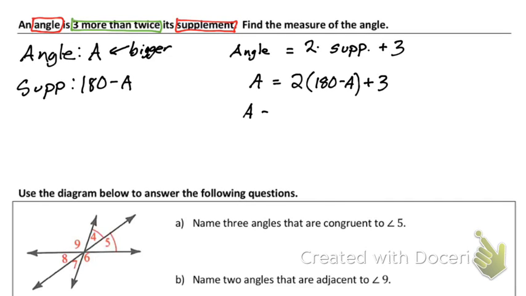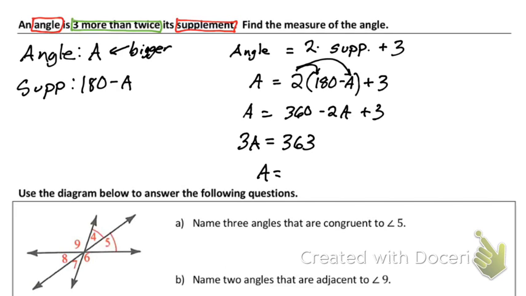A equals 2 times 180 is 360. 2 times a negative A is negative 2A plus 3. Add 2A to both sides. You'll have 3A on this side equals 363. A is going to equal, who's got that for me? Yep. 121 degrees.